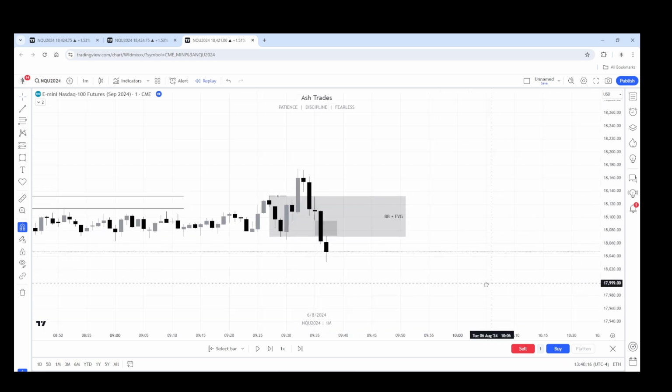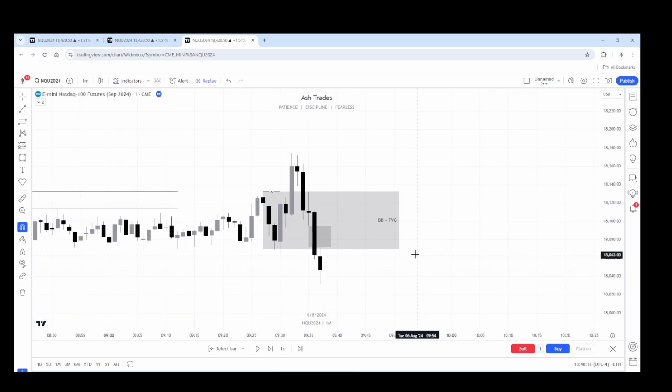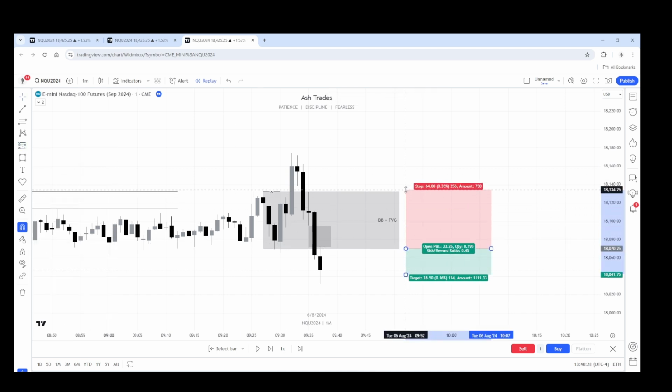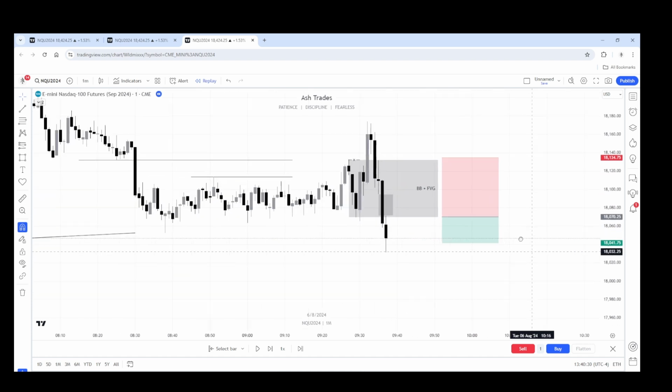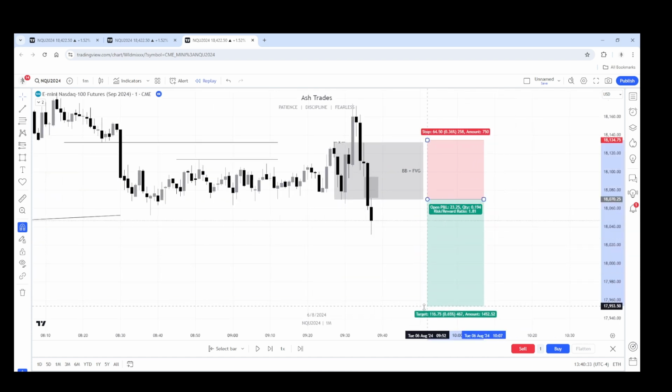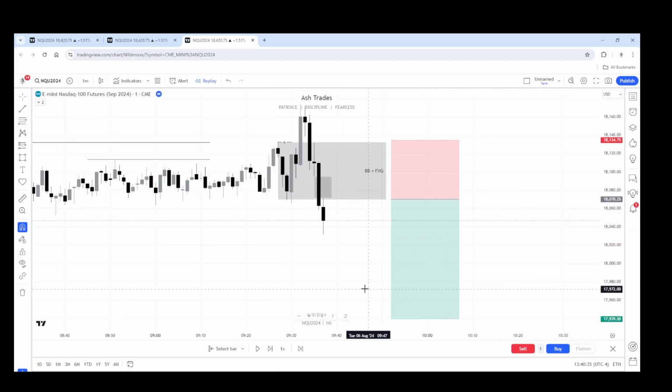At this point in time, I was setting limit orders for a short at the beginning of the breaker block. Position looked like this. Put a stop loss a couple points above the breaker block and aimed lower for the draw on liquidity.